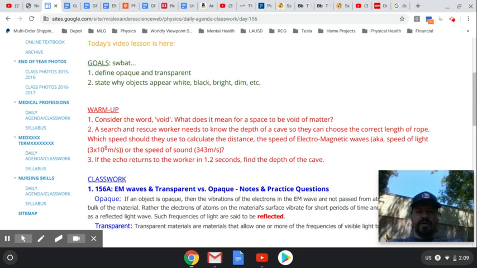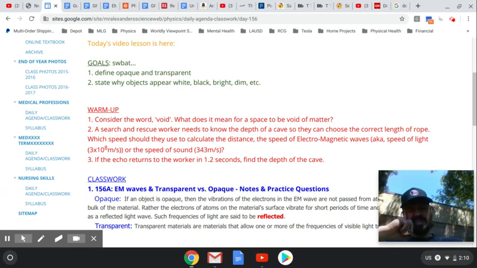So we don't know the distance, so we need to solve for that, which means we need to have distance on the top, and we're going to move the time to the other side of the equal sign. So we're going to have speed multiplied by time equals distance. That means we have to multiply 1.2 by 343. And that's going to be the answer. Let's see. 1 times 343 is 343. 0.2 times 343 is 68.6.